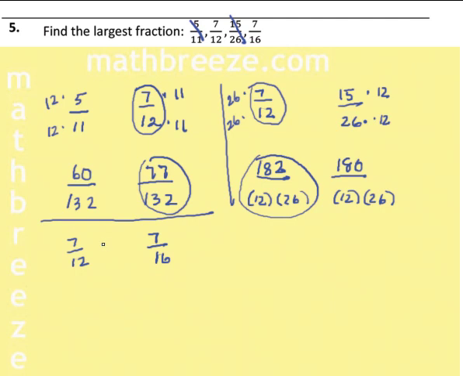Now you might right away realize that 7 over 12 is the larger one, only because the denominator is smaller. So these represent smaller parts. 1/16 is a smaller part than 1/12. 1/12 is a larger part of a whole. So this would be larger. But let's use our method. Okay, so we're going to get a common denominator, 12 times 16, and I'm not going to bother multiplying these.